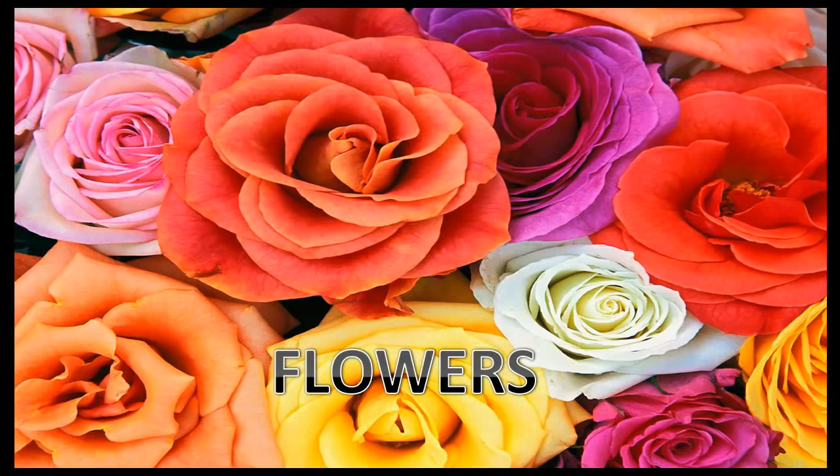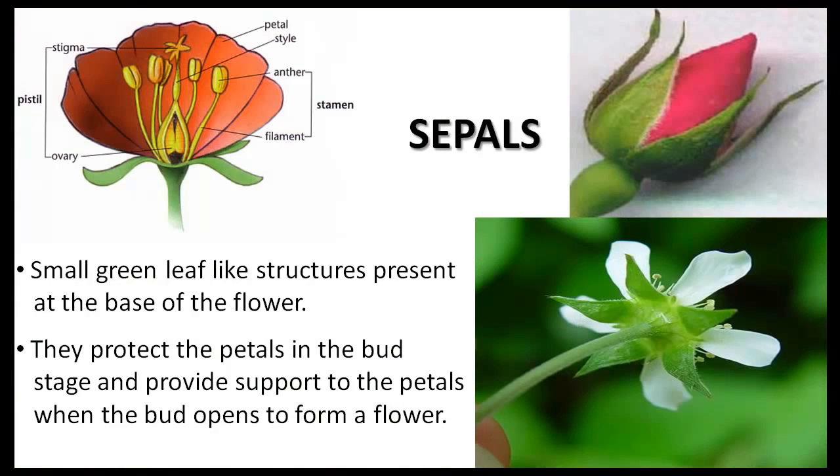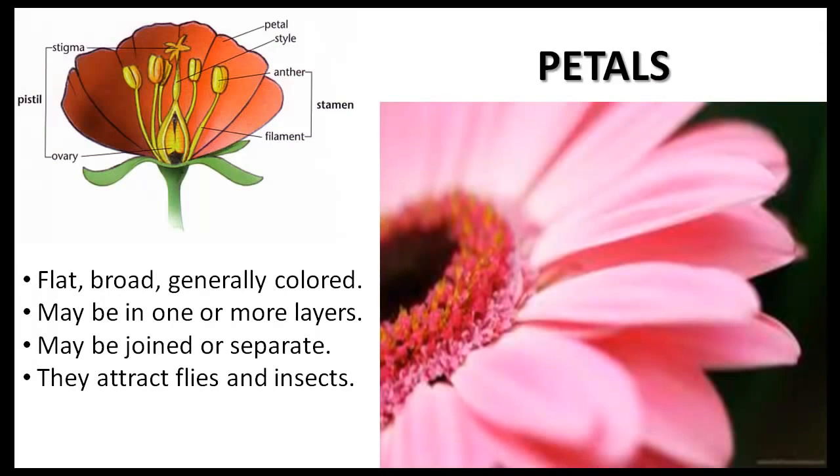Flowers are the reproductive part of the plant. It generally has 4 sets of parts arranged in rings or whorls. The outermost whorl is called the sepals. Sepals are small green leaf-like structures present at the base of the flower. They protect the petals in the bud stage and provide support to the petals when the bud opens to form a flower.